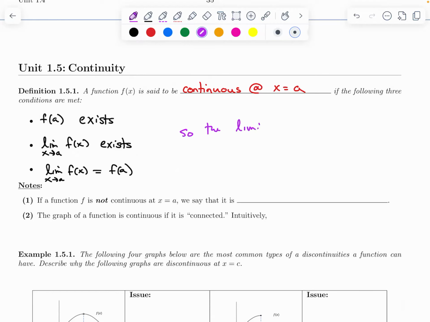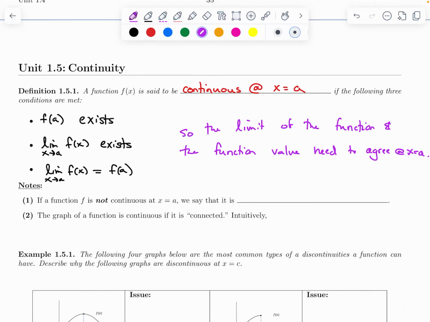The limit of the function and the function value need to agree at x equals a. That's the key. In order for something to be continuous, the limit and the function need to work in tandem. And we'll talk about this definition and how it looks visually in just a moment.